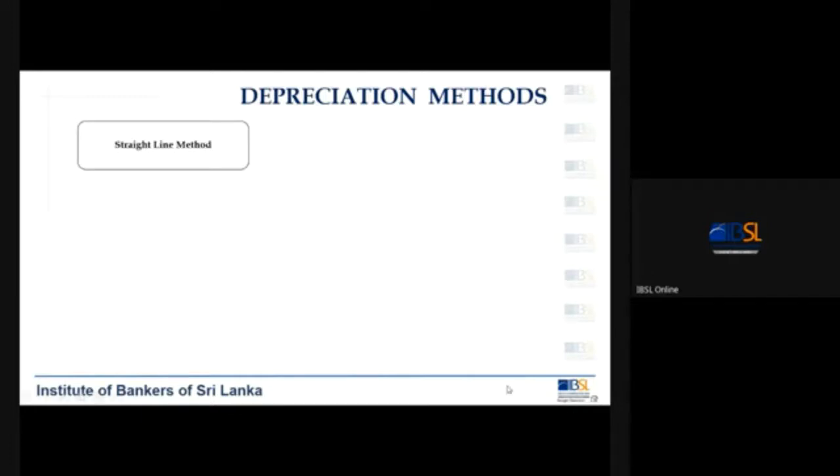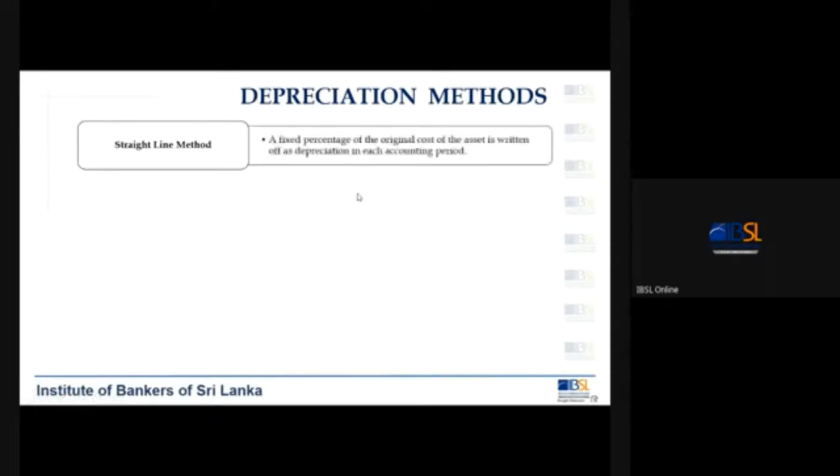So starting off, the first method that we have is called the straight line method. So what does it say? A fixed percentage of the original cost of the asset is written off as depreciation in each accounting period. Now, what does this mean? When you look at a fixed asset, what is it that you are going to depreciate?